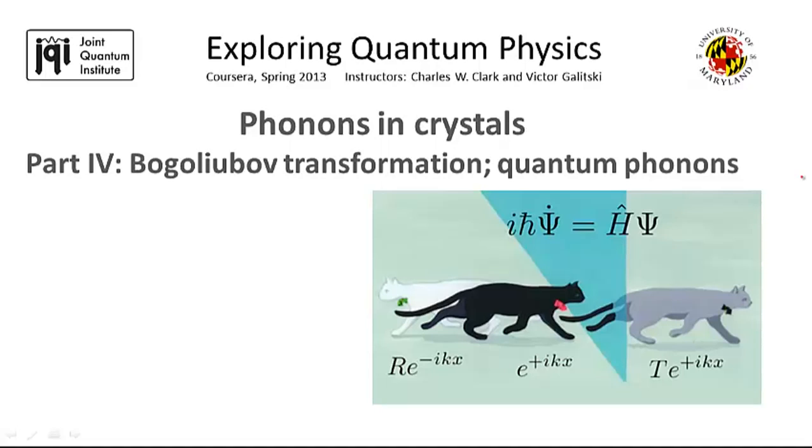So in this video we're going to complete the derivation of the spectrum or dispersion relation of quantum phonons. And this part, as well as the previous part, is a bit technical, so I will skip some of the calculations and just illustrate the method, which is called, by the way, Bogoliubov transformation, that is used to solve such a problem.